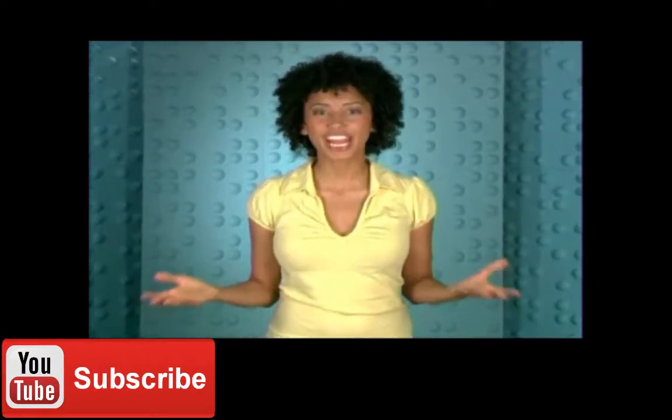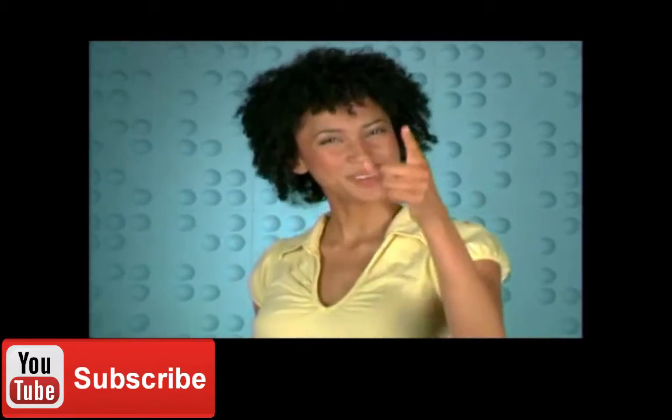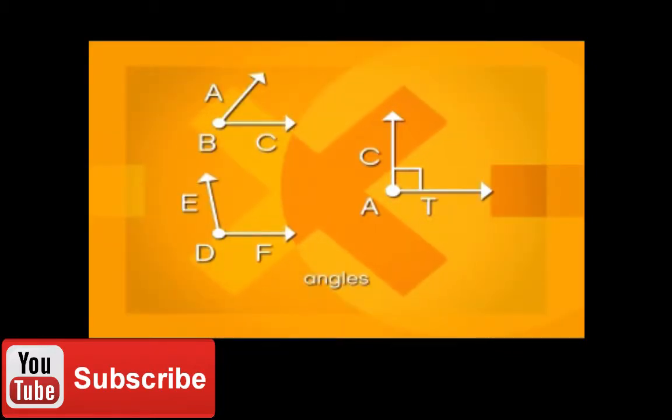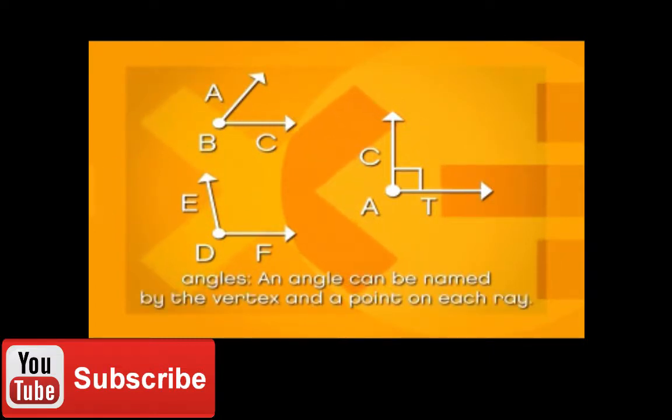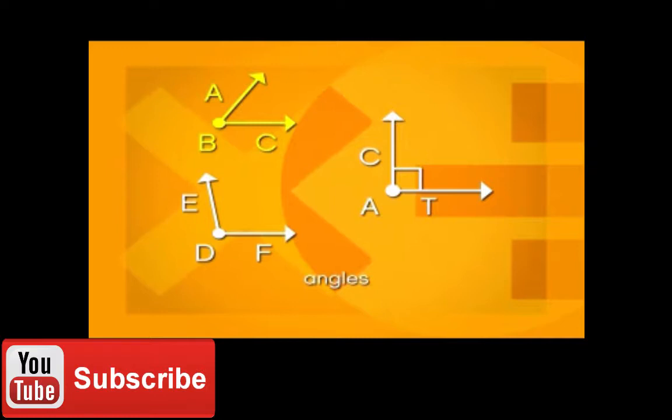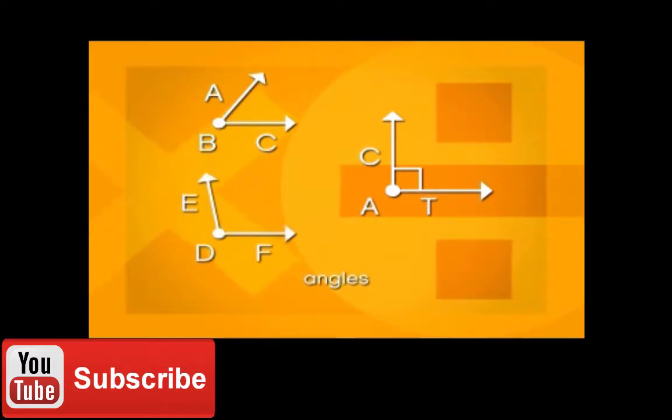Well, how do you measure angles? Coming right up. Let's first get a handle on naming particular angles. We can name an angle by the vertex and a point on each ray. This angle is named ABC. This angle is named CAT. This angle is named EDF. It's standard to name an angle by 3 points on its ray, with its vertex in the middle. ABC, CAT, EDF. Or, if you like, CBA, TAC, and FDE.